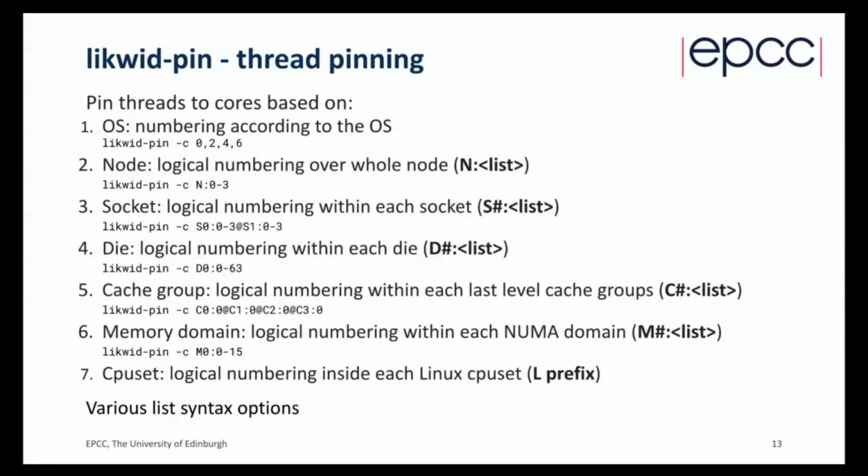The one thing to mention is that option number 5, the cache group numbering, is based on the last level cache group, which in the case of ARCHER2 is the L3 cache. So in that sense, you'll be assigning cores within each L3 cache, so within each CCX. Option number 7, the CPU set, is mainly used not directly, but internally within Liquid tools.